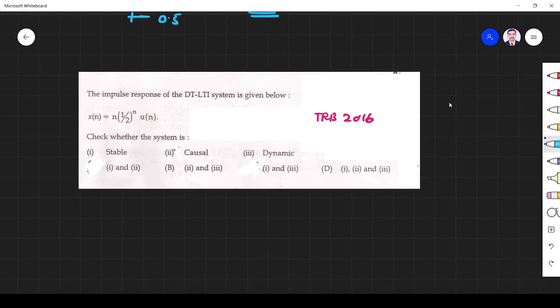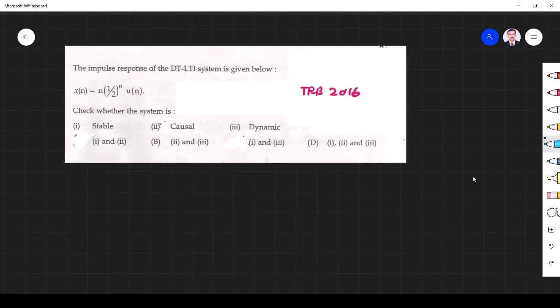Okay, what about this one? The impulse response of a discrete time LTI system is given by x of n is equal to n into (1 by 2) whole power n, u of n. Check whether the system is causal, stable, dynamic. This is a beautiful question. Let us see whether it is causal, stable and dynamic.